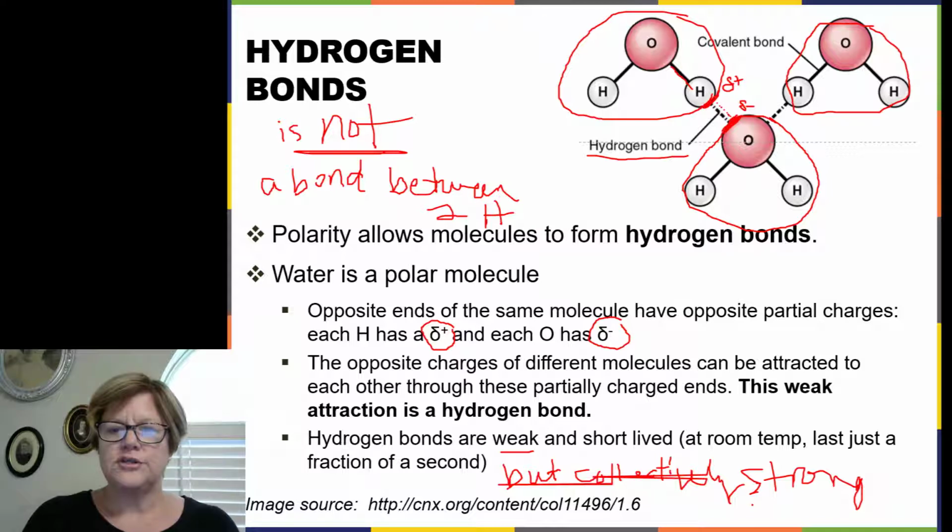So they're weak individually but strong collectively. So if you have a drop of water, you have gazillions, I don't know what the actual number would be, but you have gazillions of hydrogen bonds that are in place at any moment. Now, each hydrogen bond is formed and broken constantly. Well, different hydrogen bonds are formed and broken constantly.